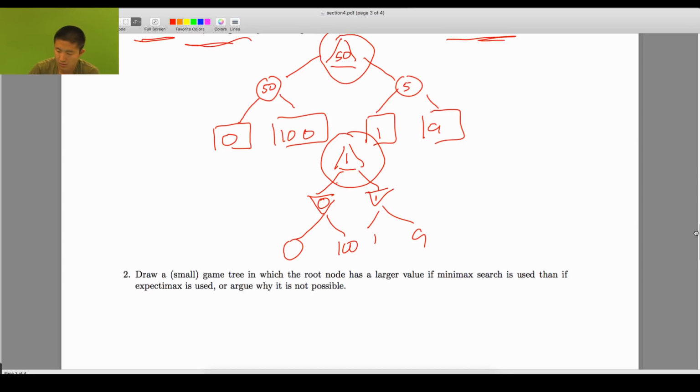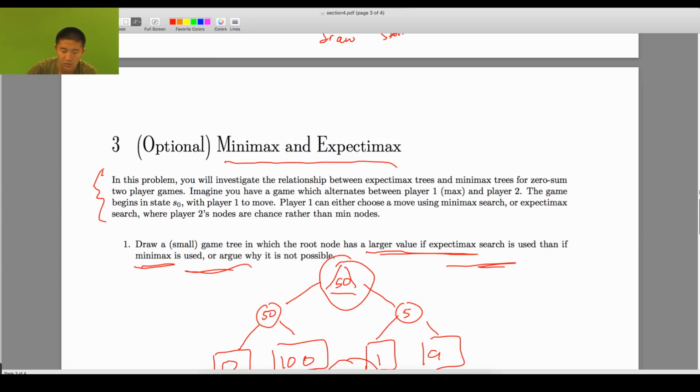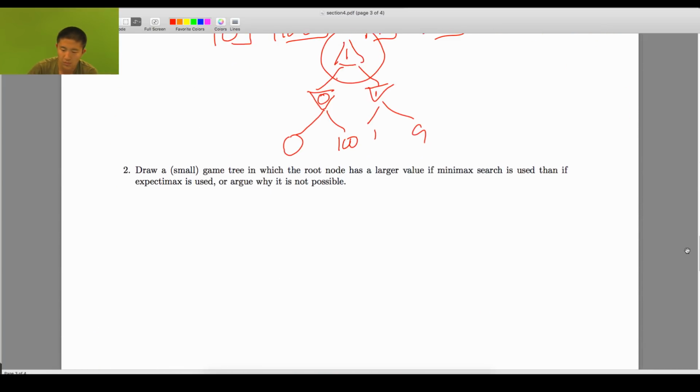Look at number 2. It says draw a game tree in which the root node has a larger value if minimax search is used than if expected max is used, or argue why it is not possible. So as I kind of described in the previous question, the expected max will always average over possible suboptimal outcomes and actions. So it is impossible for minimax to have a greater value, because in minimax, the minimizer always chooses the lowest possible value.